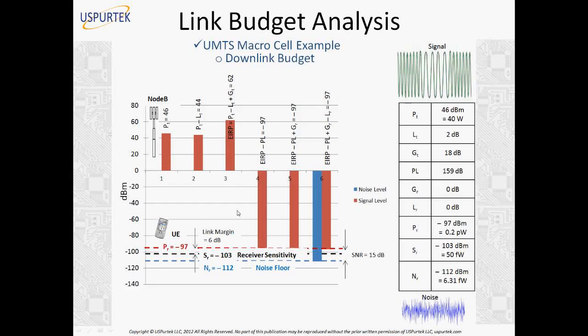Now again we work out this chart. Transmitter power on the eNode B, we assume again 40 watts, which is equivalent to 46 dBm. Going through all these calculations, we see that the received signal power level at the handset is minus 97 dBm. Now the link margin is only 6 dB here, with our receiver sensitivity minus 103 and minus 102. So our link margin is only 6 dB. We have to be aware of that.